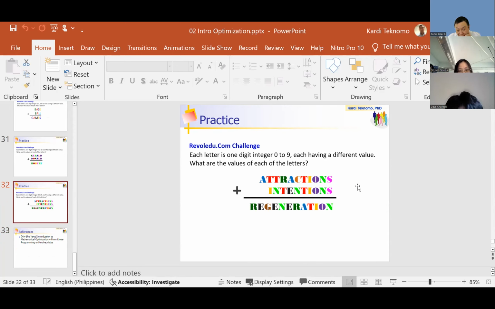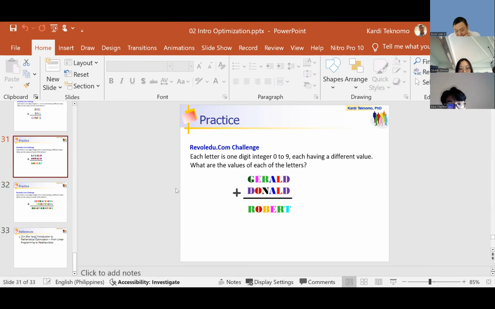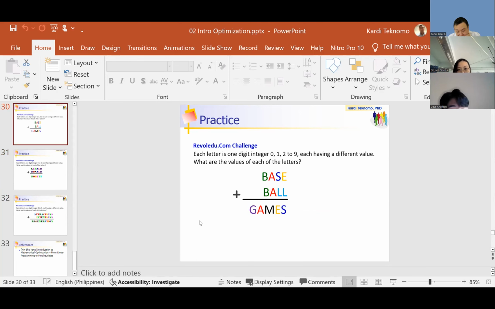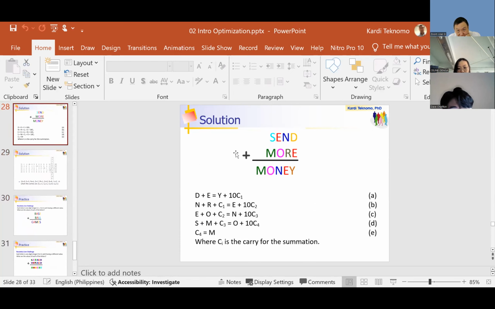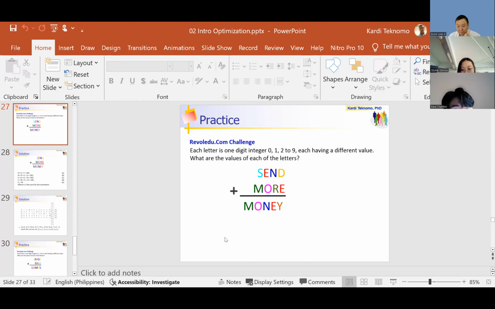Write it down. Anyway, you have the slide, right? Okay, so this is Dave. This one, Gerald and Donald, who? Gerald and Donald equal Robert. Who will do this? One of the three girls. Okay, Tiara, do this, yeah? Gerald plus Donald equals Robert. And this one, Kalista, base plus ball equals games. And Celine, send plus more equals money.